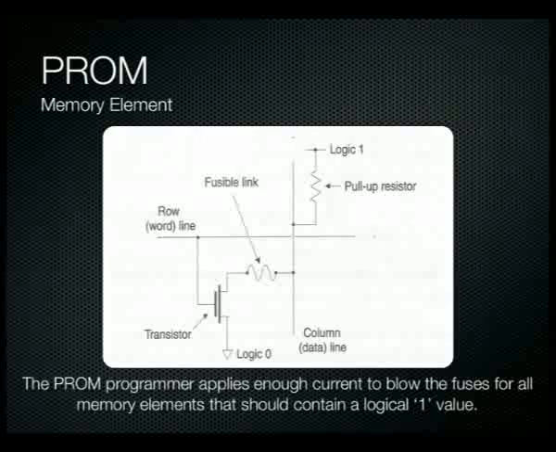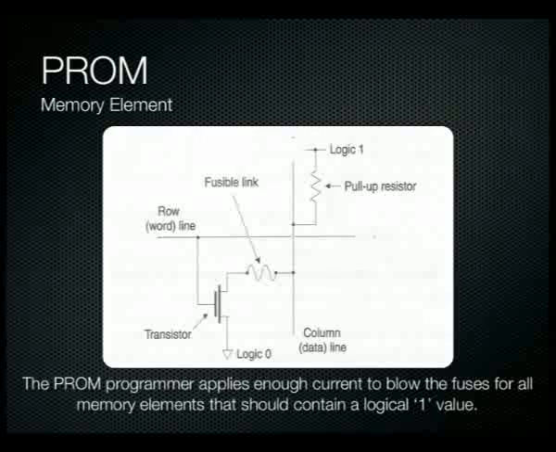So it's a fusible link, so we can actually blow out the fuse, and therefore it will change its logical state from a 0 to a 1. So in all the locations where we want a logical value of 1 to appear in those bit locations, we simply blow out the fusible link on that particular memory element, and therefore it will then have a 1 whenever we strobe that particular line.